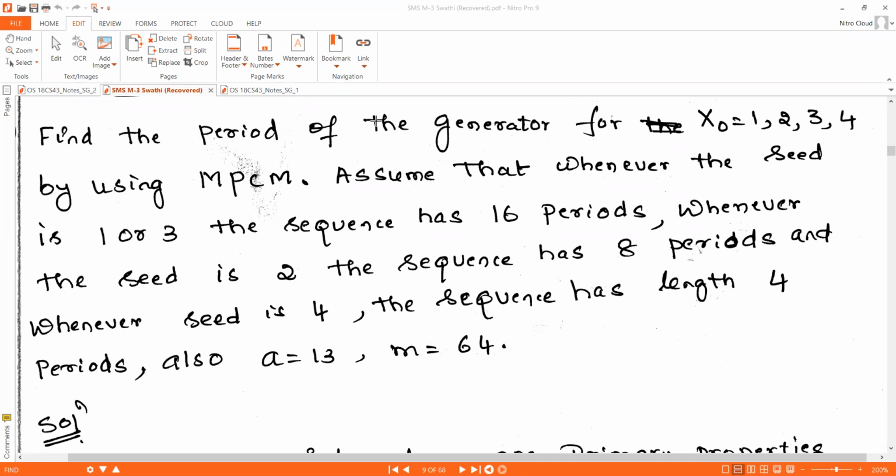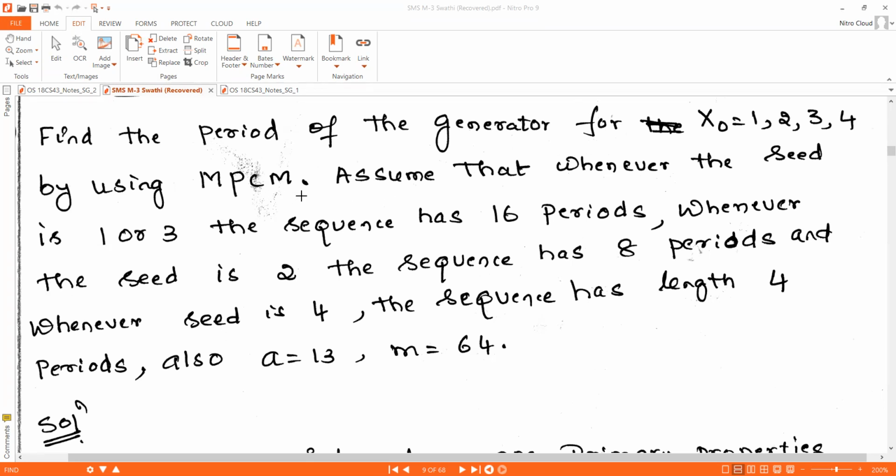Find the period of generator for x naught equal to 1, 2, 3 and 4. Here they have asked us to assume the seed values as x naught equal to 1, x naught equal to 2, x naught equal to 3 and x naught equal to 4, and to calculate this problem by using MPCM, that is multiplicative congruential method. That means there will be no C value. While calculating x value, we should not use C value. That is the multiplicative congruential method.